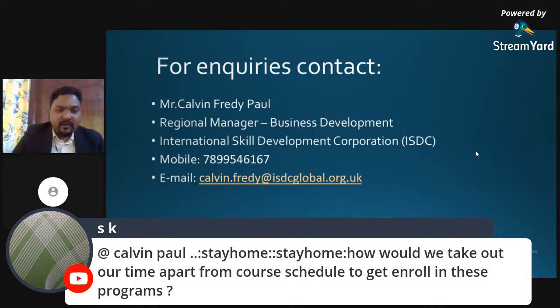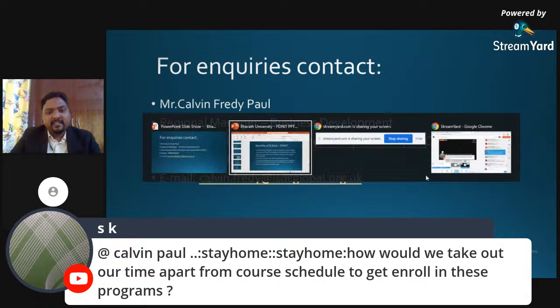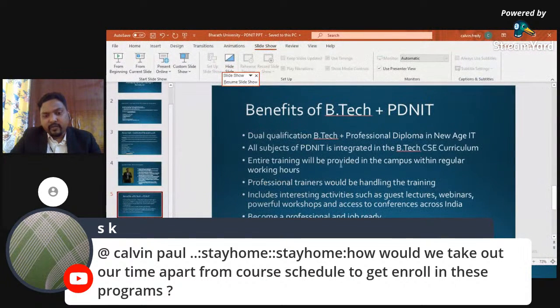Alternatively, you can also contact the heads of the department of your particular department. You can also contact the admission office at Bharath University at Bihar. You can directly call them on their landline numbers and express your interest. They will let you know how you can switch from your regular computer science engineering to computer science engineering with PD and IT at Bharath University.